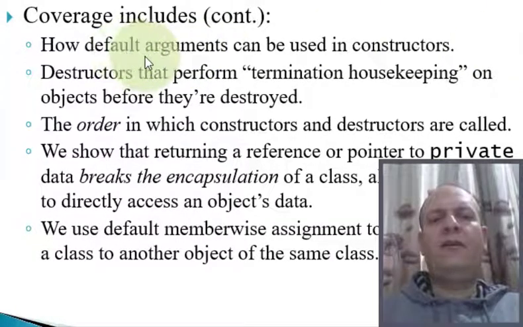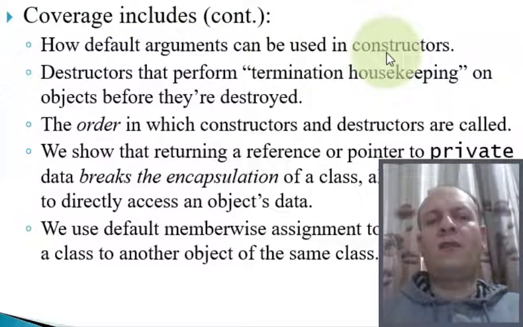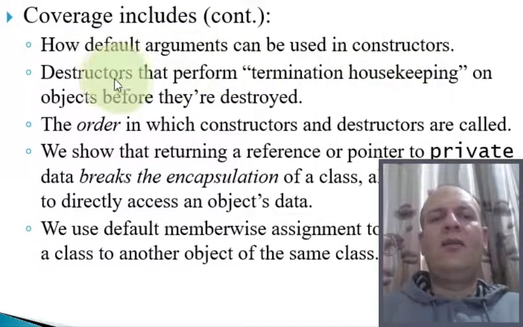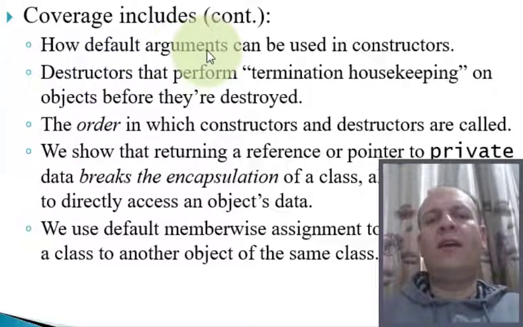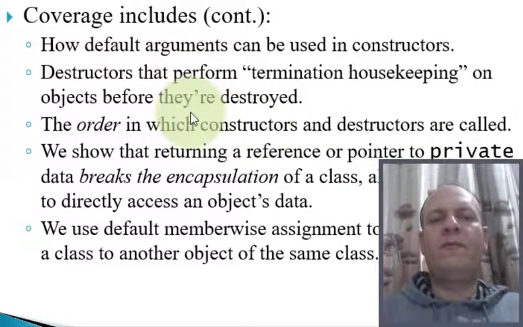Also in this chapter we will discuss how can we use default arguments with the constructors. Default arguments, how can we use them with the constructors. Also we will discuss destructors. In addition to the constructors in our classes, we can add destructors. What is a destructor? How can we call it? How is it called automatically by the compiler? All of this will be discussed, and the order in which constructors and destructors are called. We will discuss all of them.